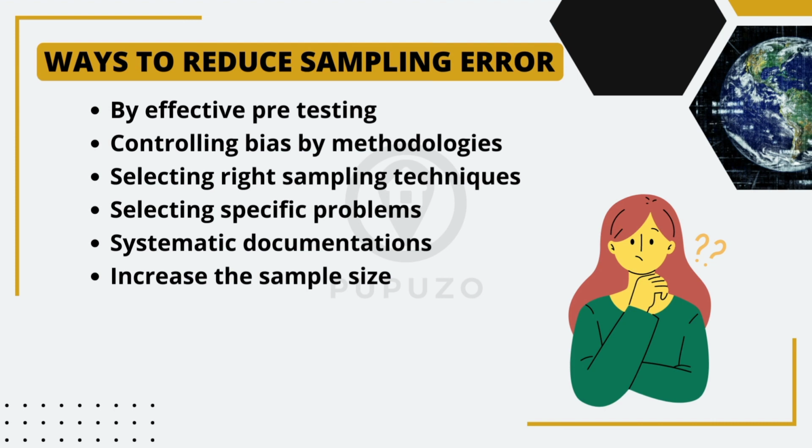Selecting specific problems. Focus on specific problems or areas of interest to ensure a more targeted and precise approach to sampling. Systematic documentation. Maintain systematic documentation throughout the sampling process to ensure transparency and replicability. Increase the sample size. Increasing the sample size can reduce the impact of random variation and provide more accurate estimates of population characteristics. And that wraps up our exploration of sampling and its design process. Remember, selecting the right sample is crucial for drawing valid conclusions from your research.